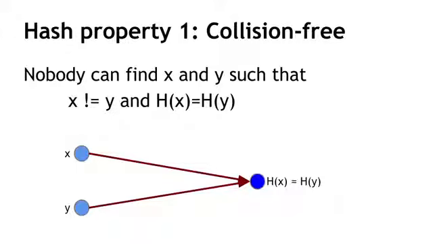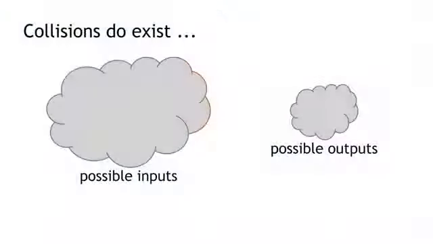Now, one thing to notice is that I said nobody can find. I didn't say that there is no collision. Because if you think about it, there has to be a collision. Collisions do exist, and to understand why that is, we can use this diagram. Over here on the left, I'm depicting all of the possible inputs to this function, which can be a string of any size. And over here, I have all of the possible outputs, which has to be a string of 256 bits in size. So the right-hand side here, the outputs, there are only 2 to the 256 possibilities.